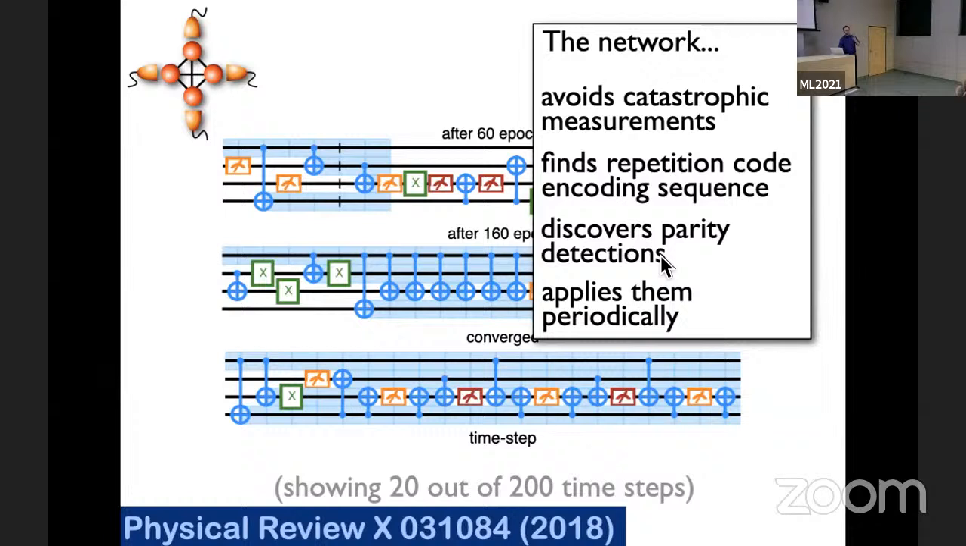And if you do this on several pairs of qubits, always asking, are they in the same state or are they in different states? You gain enough knowledge in order to figure out whether one of the qubits has been flipped and which one it is. But you do not yet gain enough knowledge to completely collapse the quantum state. So that's the trick. And the reinforcement learning agent automatically discovers that this is the good thing to do, and that it then should apply them periodically.